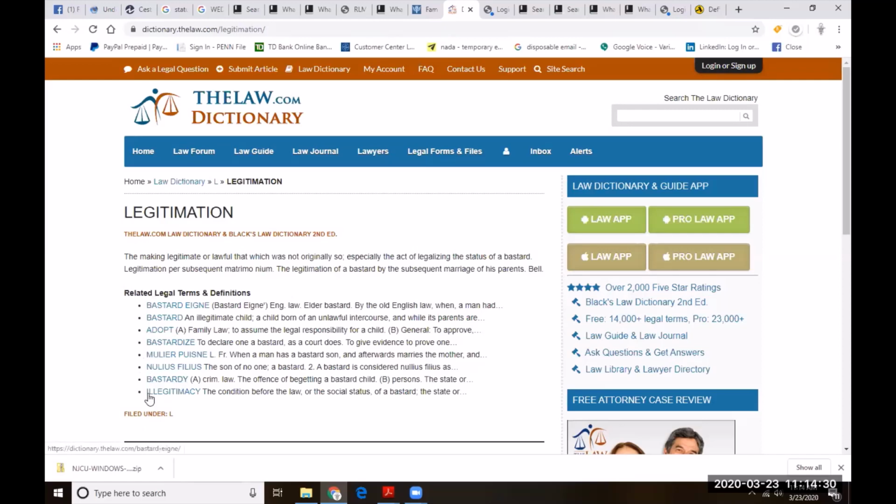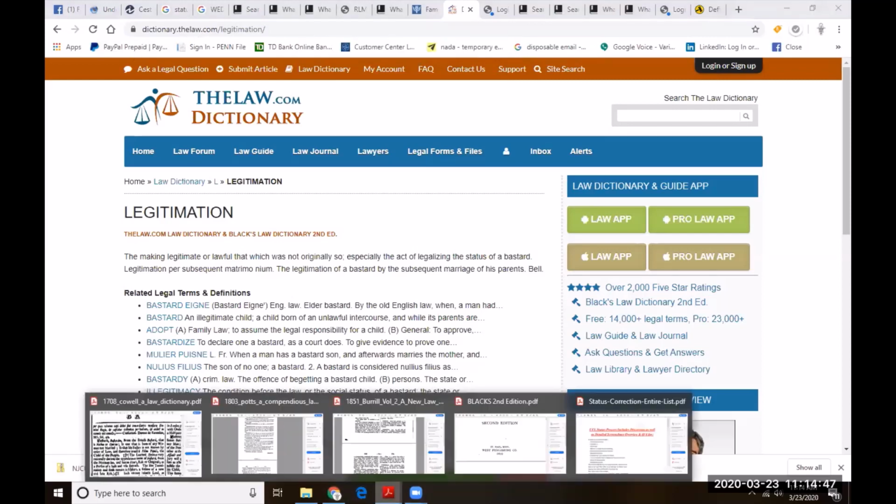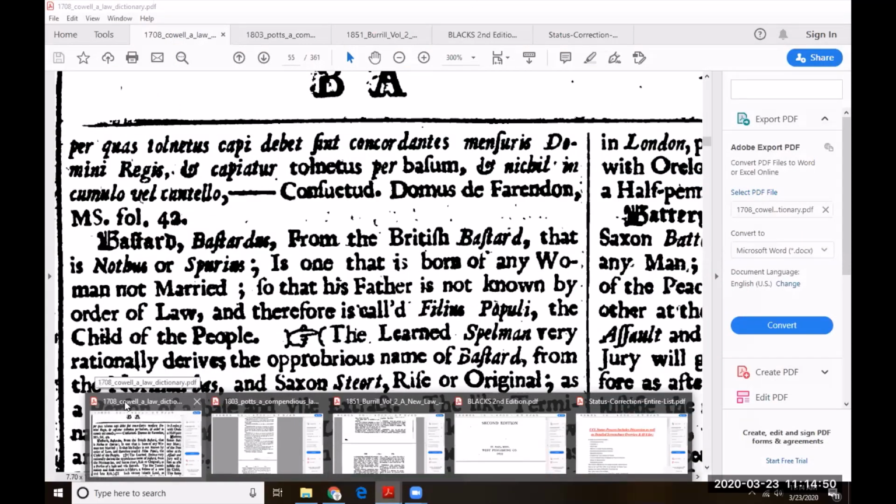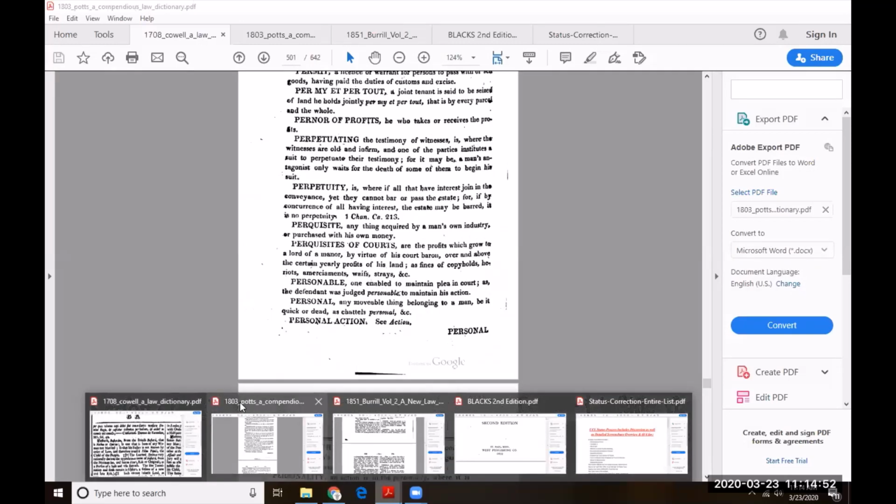And these are terms you can look up. This is the dictionary, thelaw.com, legitimation. Go through these yourself and get familiar with these if you so choose. So I went there to say that we were in the 1700 Commonwealth Dictionary, Cole Dictionary. Let's go to 1803.